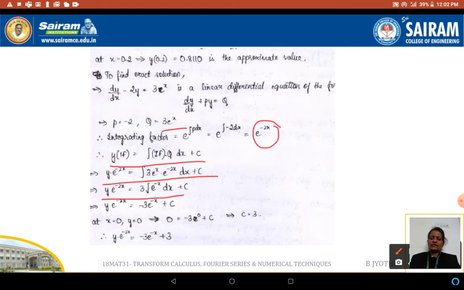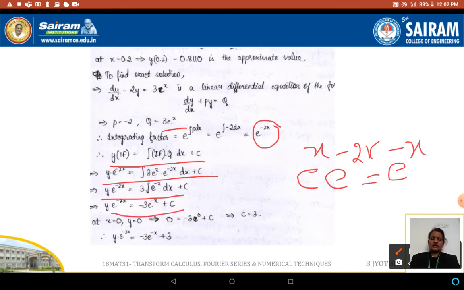Now let me simplify e power x into e power minus 2x. When I multiply e power x and e power minus 2x, the powers get added because the bases are the same, therefore we get e power minus x. And the integral of e power minus x is minus e power minus x.